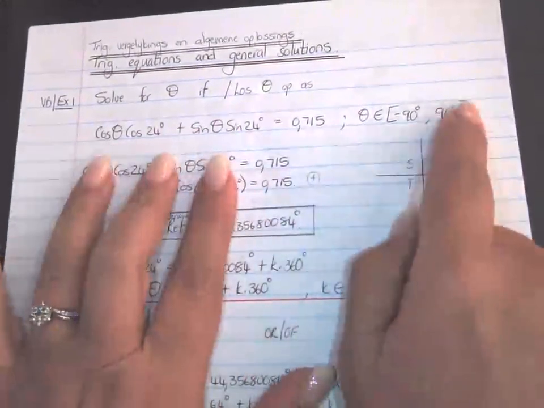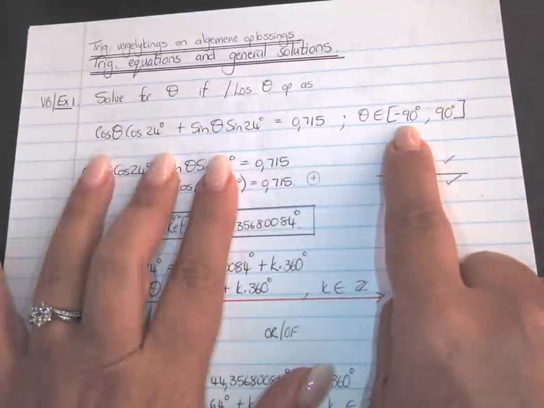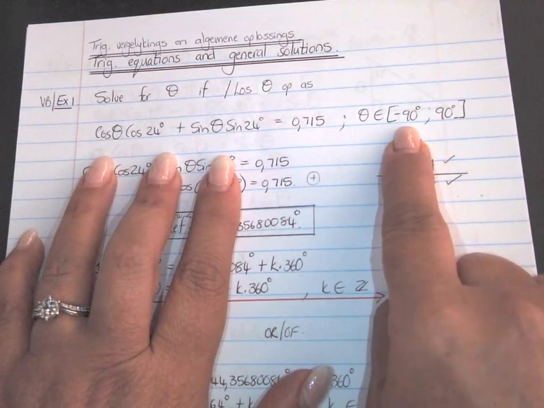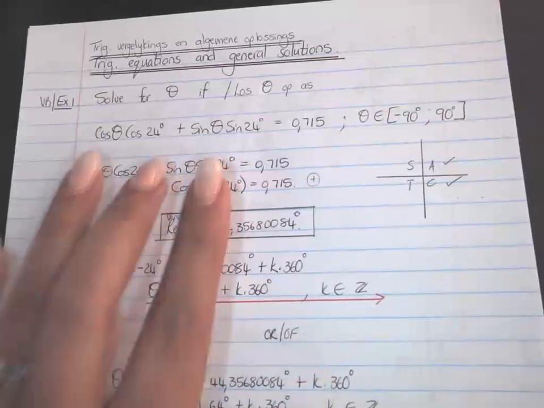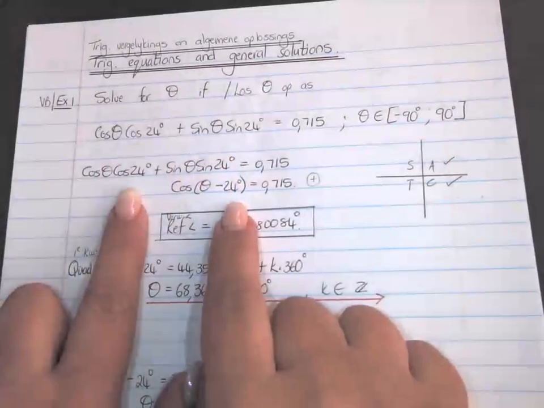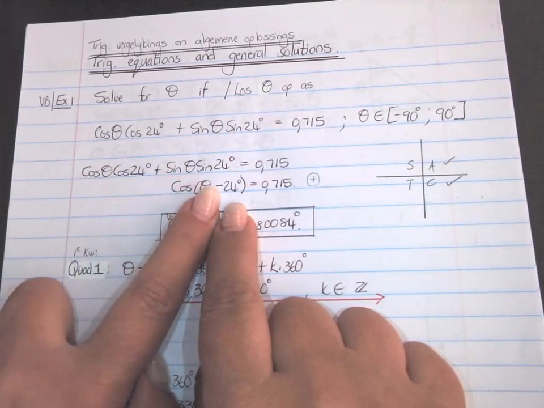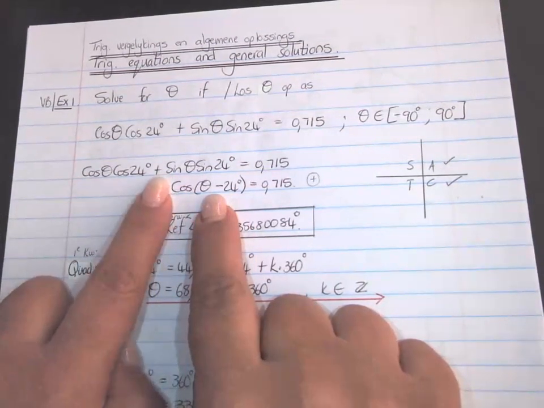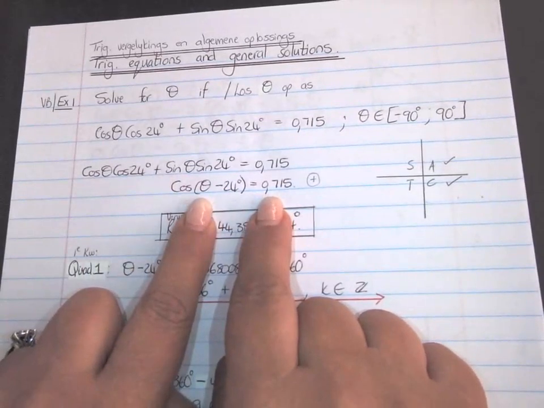In this case, they also give you a range of theta. So it's going to be from minus 90 degrees up to 90 degrees, and that will be in those two quadrants. I have a cos plus sin. What is that? Cos with a minus. Remember, it changes the sign. That will be equal to 0.715.